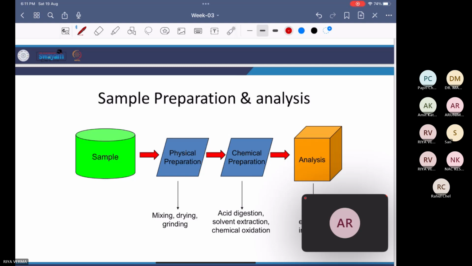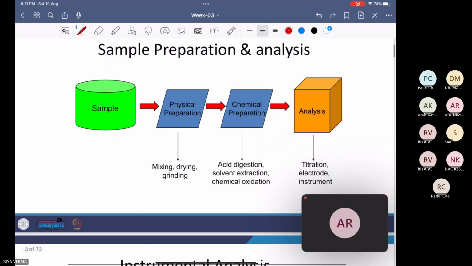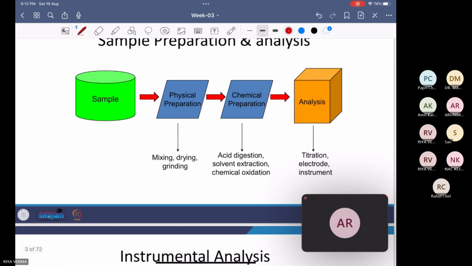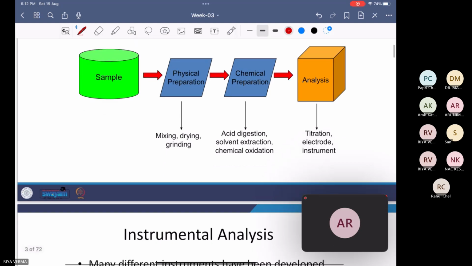After that, we can go for chemical preparation, and this involves processes such as acid digestion, solvent extraction, and chemical oxidation. For example, chemical oxidation we do in COD tests. In acid digestion, basically what we do is break all the organic bonds. For example, in the detection of lead and cadmium in a soil sample, we go for acid digestion. And after that, for the analysis, we can either go for titration or some sort of electrodes or any other laboratory instruments.